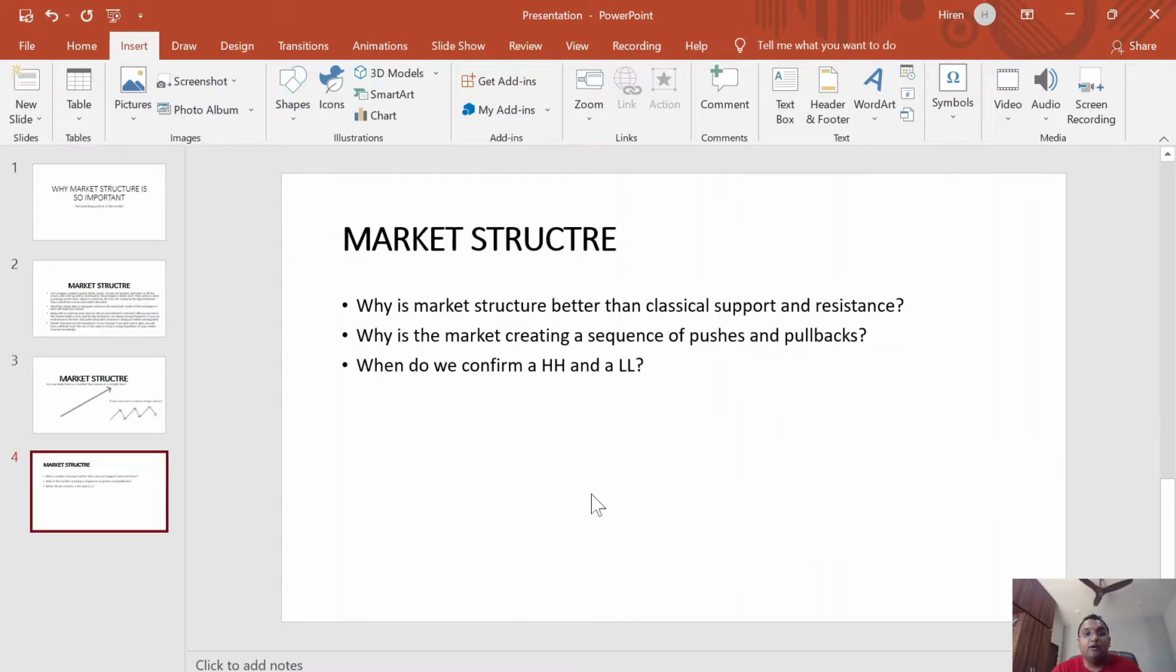And now I'm going to answer some pretty basic questions, and I'm going to prove to you why market structure is much better than, for example, support and resistance and all those things. So the first question is, why is market structure better than classic support and resistance? And I'm going to show you in my chart. I'm going to pull up my chart.